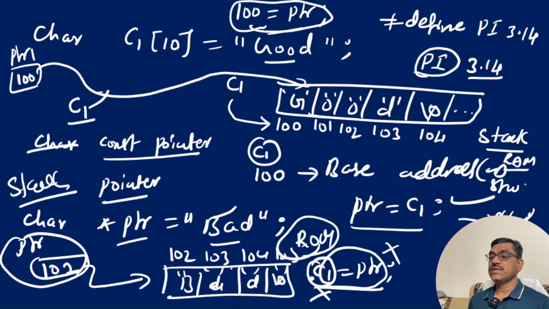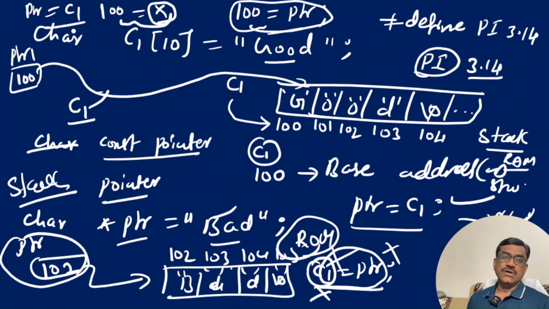Why? Because C1 here is a constant. C1 itself is 100. We cannot assign a variable to a constant. This is not valid. It is illegal. But what we can say? We can say ptr equals 100. That means we can say ptr equals C1. What I want to mention here is C1 itself represents the constant base address. It's not a variable which stores an address, it is itself a constant. Whereas ptr is the variable which consists of the address of a string literal.